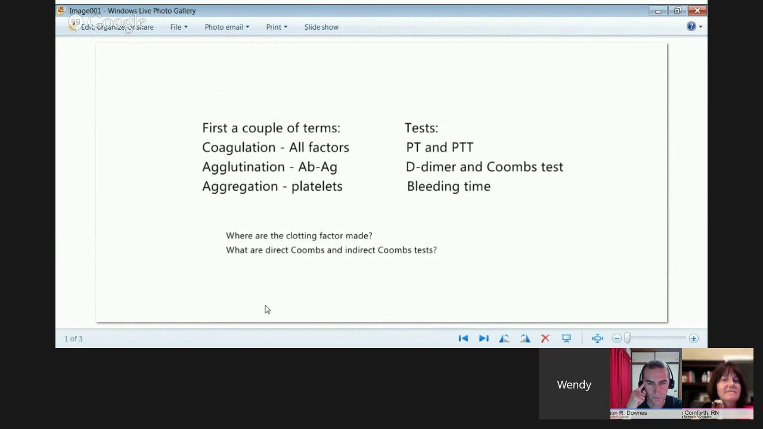That's important to know. And then the other one is what is direct Coombs and what is indirect Coombs test? Anybody know? No. Okay, so direct is direct. It's when you actually have antibodies directly against, usually, red blood cells that you're taking out. Let's see if I can give you a proper definition.